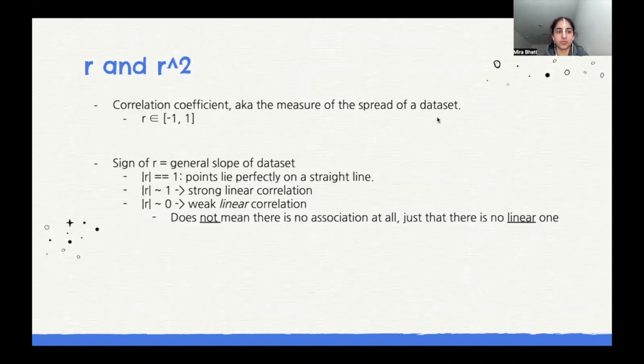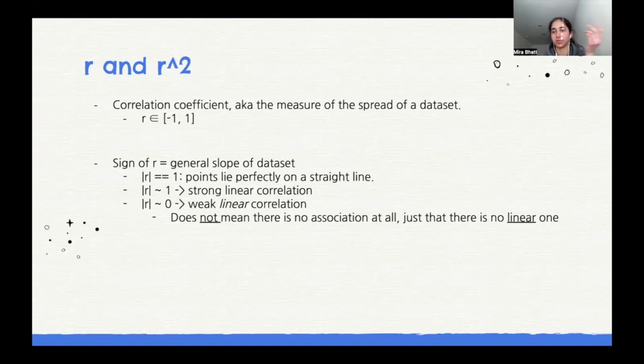So let's go over R and R squared really quick. R is called the correlation coefficient. It might also be called the Pearson correlation coefficient, but it basically measures the spread of your data set. It's contained within the values -1 to 1, where the sign matches the slope of the data. So negative R means it's a negative slope, and a positive R means a positive slope. But if R is close to 1 or -1, then it means that the points are very close to lying on a straight line.